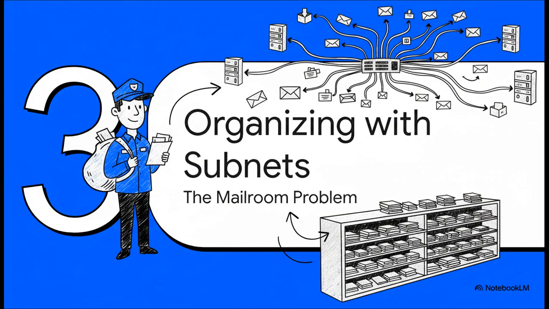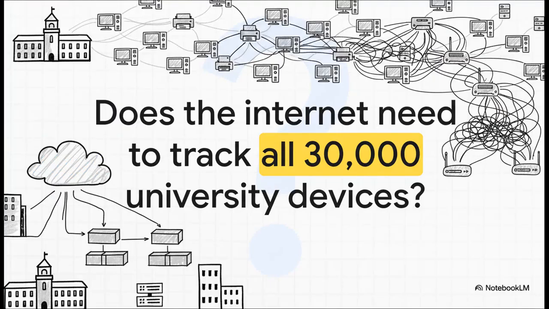Now, this system works great, up to a point, but it starts to break down when you're talking about huge organizations. You can think of it as the corporate mailroom problem. A postal worker can easily get a letter to the front door of a giant skyscraper, but how does the mailroom sort through thousands of letters for thousands of different employees inside? Let's put it this way.